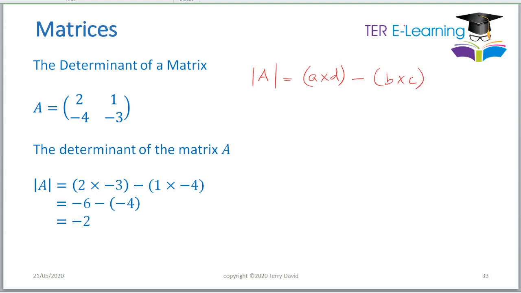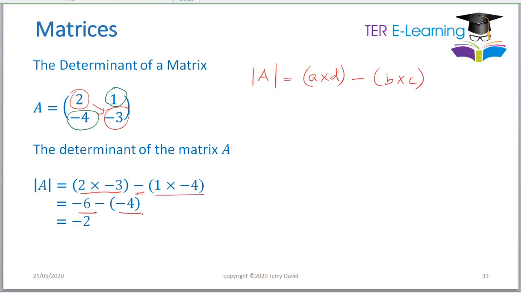A by D minus B by C. Now, I don't like learning off formulas. What I prefer, I need to understand the concept itself. So I know I'm going to take this and multiply by this. That's the first thing I'm going to do. So 2 multiplied by minus 3, I'm going to get minus 6. The next thing in the formula is that we need to subtract, but we have to multiply B by C. So it's 1 multiplied by minus 4, which gives me minus 4.